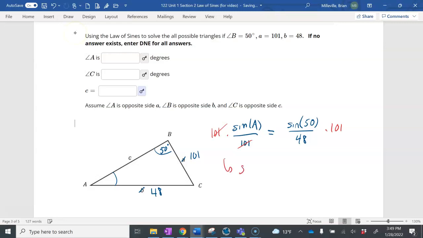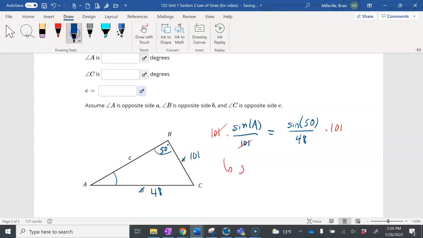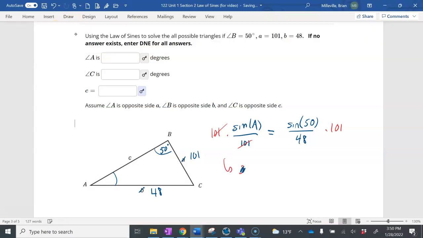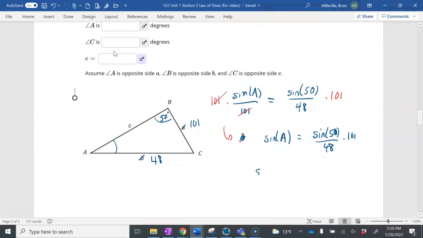That gives us, do that in blue, that sine of the angle capital A is going to equal sine of 50 degrees divided by 48 times 101. Now, computing that with a calculator, let's see what we end up getting. If you do that on a calculator, the right hand side is what I'm referring to, you'll end up getting 1.6119 if we round it off to 4 decimal places.